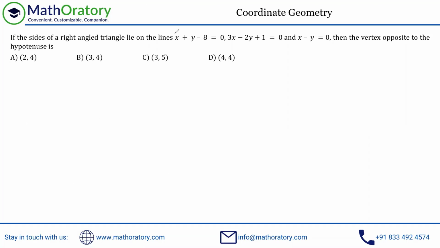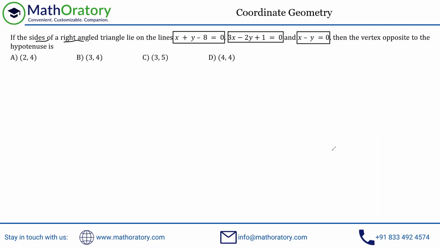All right, so we have a right angle triangle. The sides of the right angle triangle are lying on these 3 lines. So there are 3 equations of lines given, and the sides of the triangle are lying on these lines. Now it's a right angle triangle, so a couple of these lines have to be perpendicular to each other, because you'll have a 90 degree somewhere on the right angle triangle.